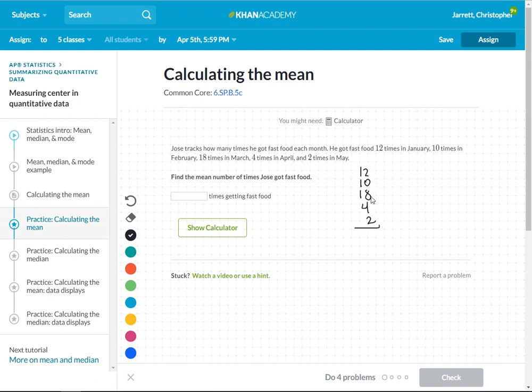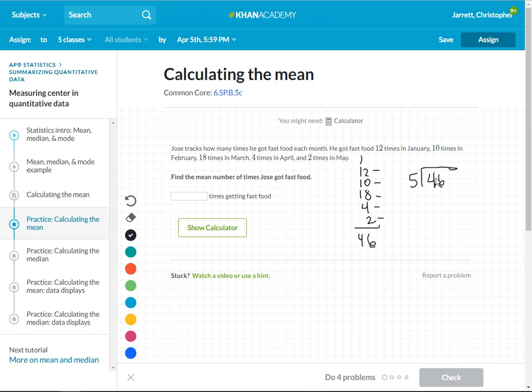2 plus 8 is 10. 10 plus 4 is 14. 14 plus 2 is 16. Carry the 1. 1, 2, 3, 4. So 46 times total. And there are 1, 2, 3, 4, 5 data points. 5 different months. So 46 divided by 5. Let's make sure this is right because we're going to end up with a decimal, which is okay. We just want to make sure: 10, 14, 16. Carry the 1. 1, 2, 3, 4. Yeah.